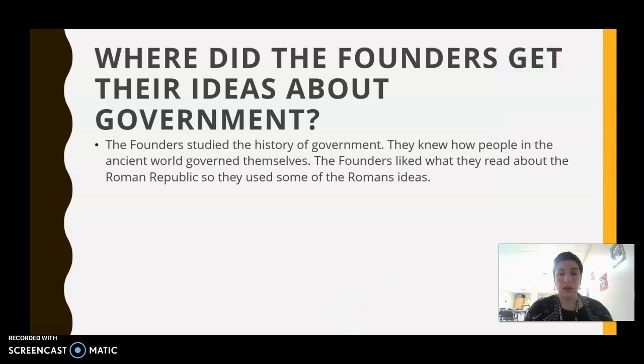The founders studied the history of government. So, the people who created the United States government, all of our founders, they all needed to look into history to figure out what kind of government they actually wanted. They knew how people in the ancient world governed themselves, and the founders liked what they read about the Roman Republic, so they used some of the Romans' ideas. The Roman Republic and the city-state of Athens, this is the reason why we don't have things like a king, even though the United States came from England and it started with people who originally were from England. We changed our government around because they studied history.